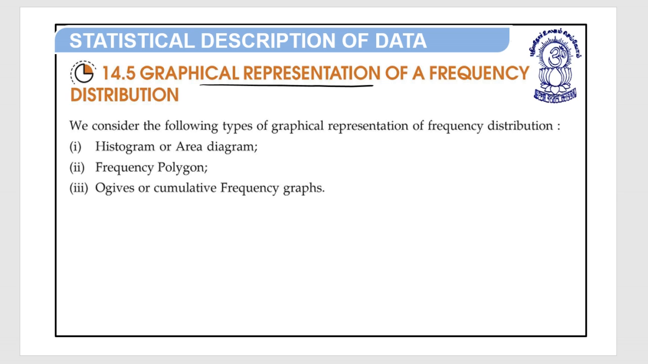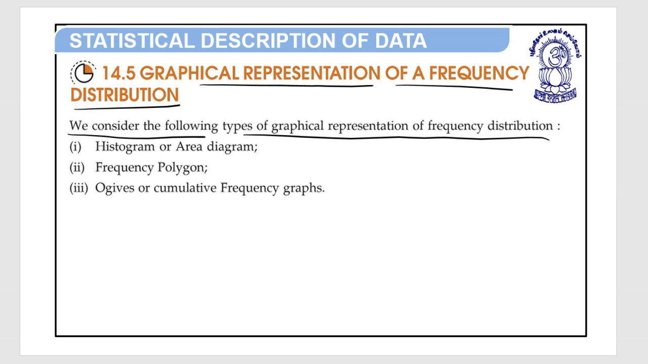Graphical representation of a frequency distribution. We consider the following types of graphical representation of frequency distribution: histogram or area diagram, frequency polygon, ogives or cumulative frequency graphs.